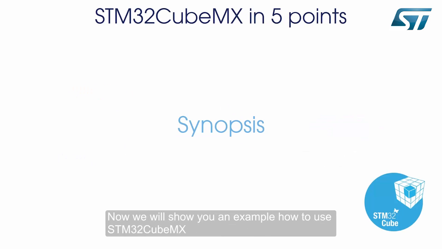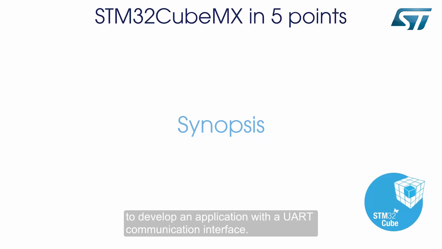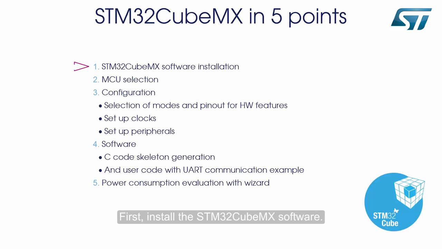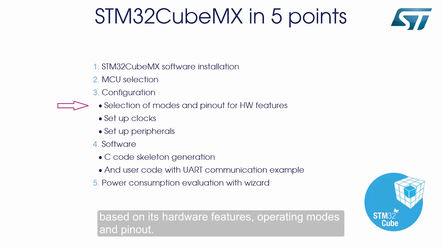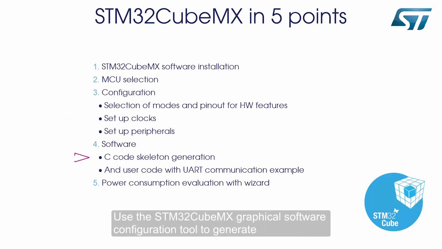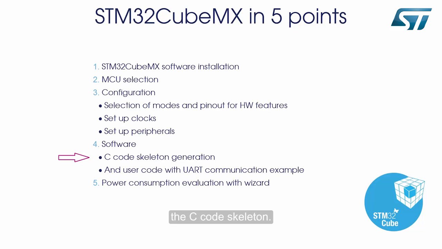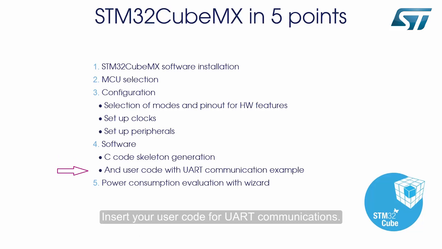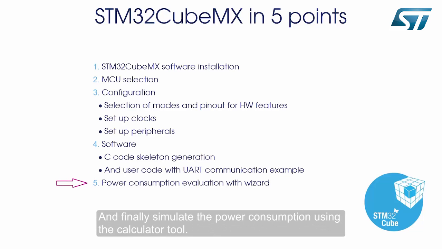Now we will show you an example of how to use STM32CubeMX to develop an application with a UART communication interface. First, install the STM32CubeMX software. Then select the correct MCU based on its hardware features, operating modes, and pinout. Select and configure the clocks and peripherals. Use the STM32CubeMX graphical software configuration tool to generate the C code skeleton. Insert your user code for UART communications. And finally, simulate the power consumption using the calculator tool.